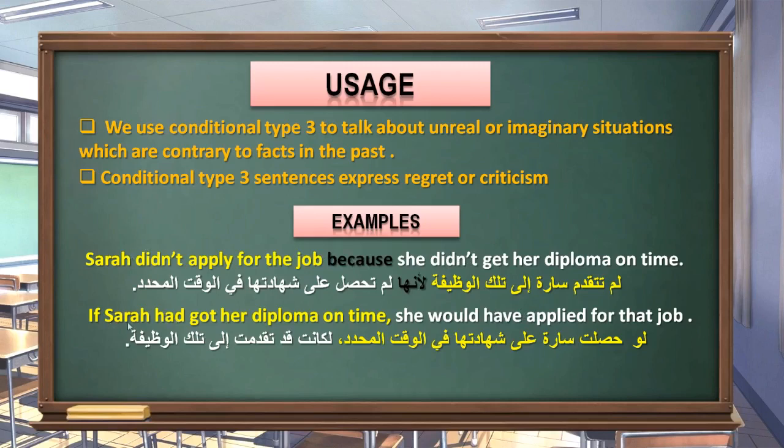Okay? And of course, you should not forget about the structure of the conditional type 3. After if, you have to conjugate the verb in the past perfect, and in the main clause you have to put would have plus past participle of the verb. So if Sarah had got her diploma on time, she would have applied for that job. But unfortunately, she didn't get her diploma on time. That's why she couldn't apply for that job.